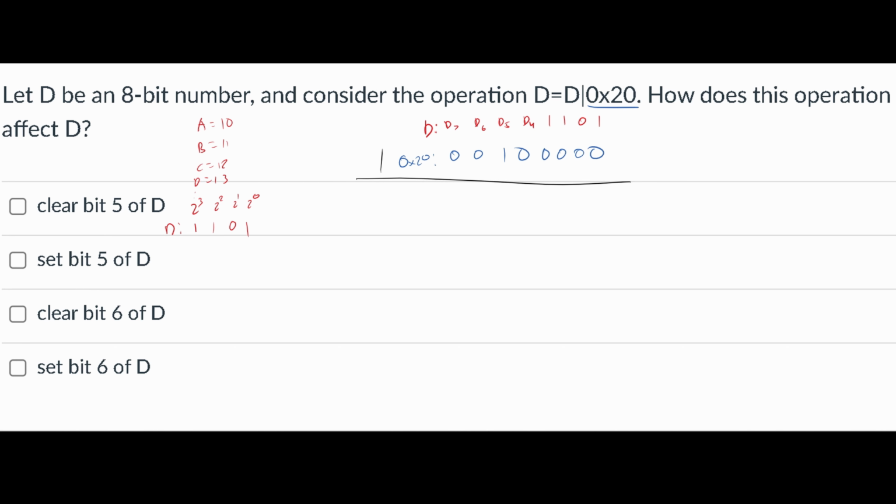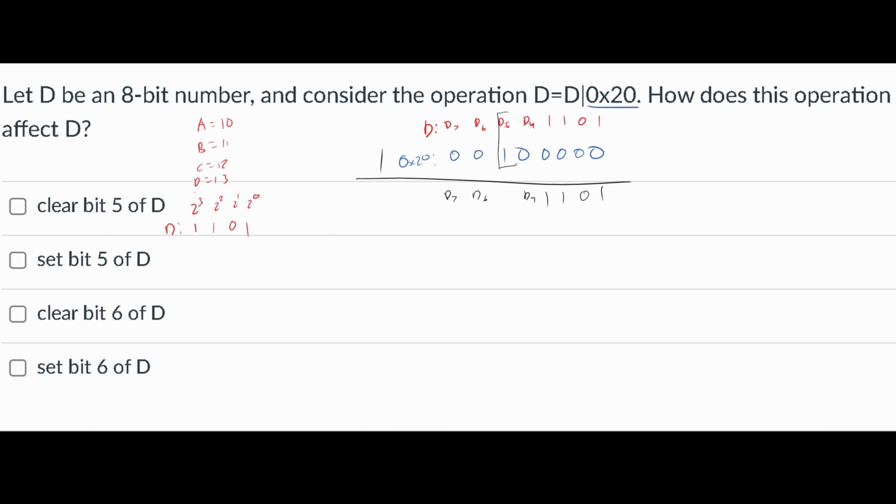Well, for this, we're just looking at the change for our D. Now, since it's an OR, none of this will be changing. So we're just going to have 1, 1, 0, 1. Since it's an OR, because these are zeros, these aren't going to change. So it's still going to be D7, D6, and D4.